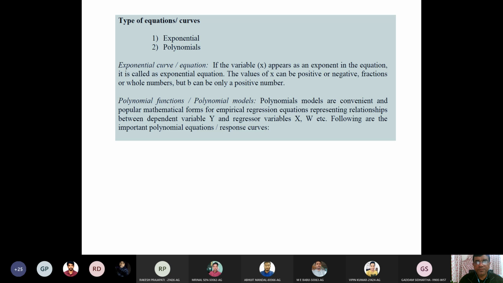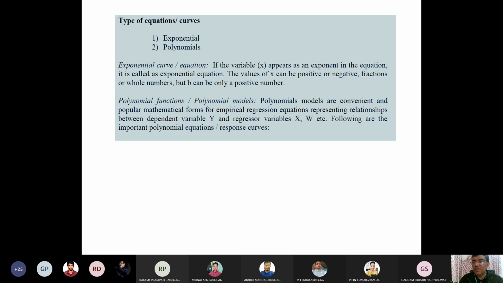In exponential, if the variable appears as an exponent in the equation, it is called an exponential equation. The value of x can be positive or negative. It can be fractions or whole numbers, but b can only be a positive number. We are not dealing with exponential equations. It is just to tell you that there are some equations which are known as exponential equations. Other equations are polynomial functions or polynomial models. Here we will deal with polynomial functions.